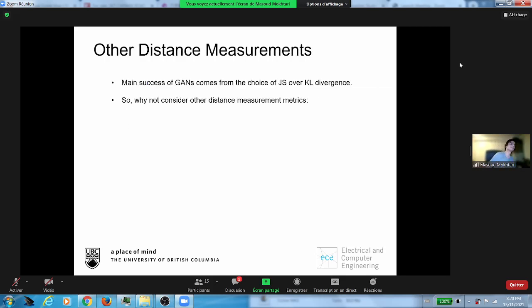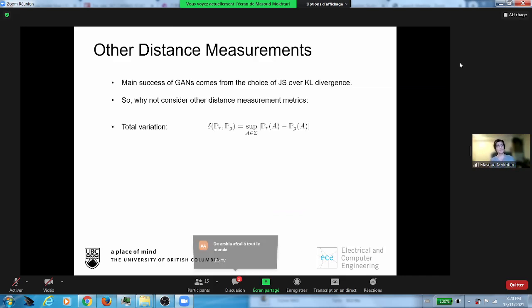Okay, so we saw that the main success of GANs comes from the choice of JS over KL divergence, right? So why not consider other distance measurements, and maybe we get some advantages over GANs by using a different distance measurement, just like GANs did with traditional generative models. Some of the distances we can look into will be listed here.